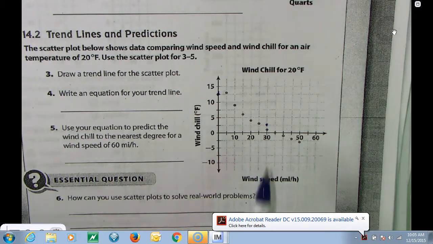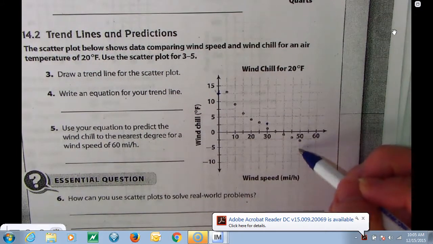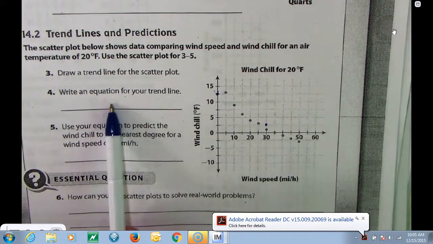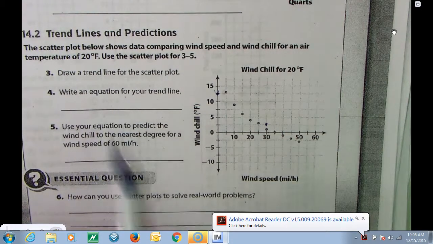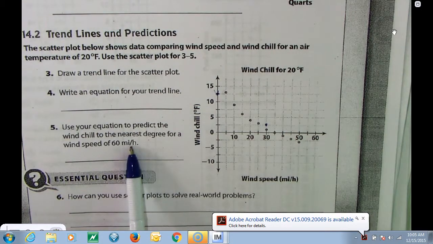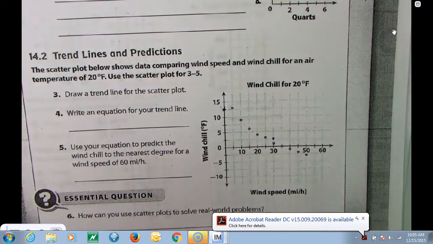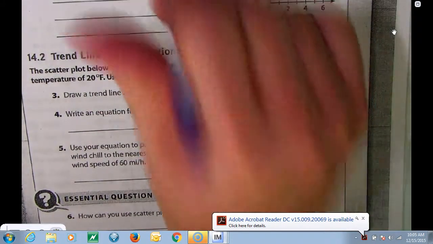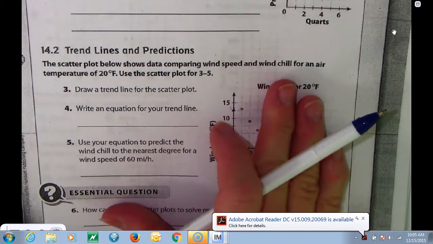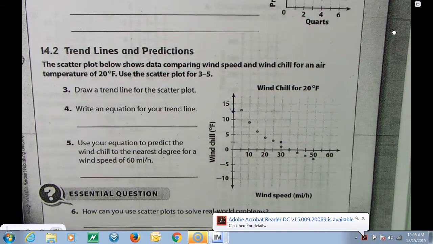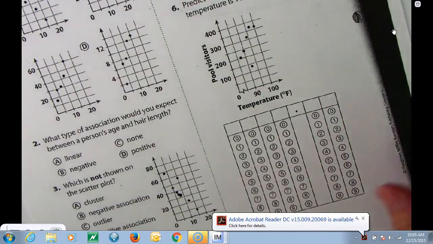Okay, so everybody got your trend line drawn? So now you should be able to write the equation and answer the question. Okay, so you're going to do this side right here, 407. The top just asks you to do your scatter plot and describe the association. Positive, negative, or no.